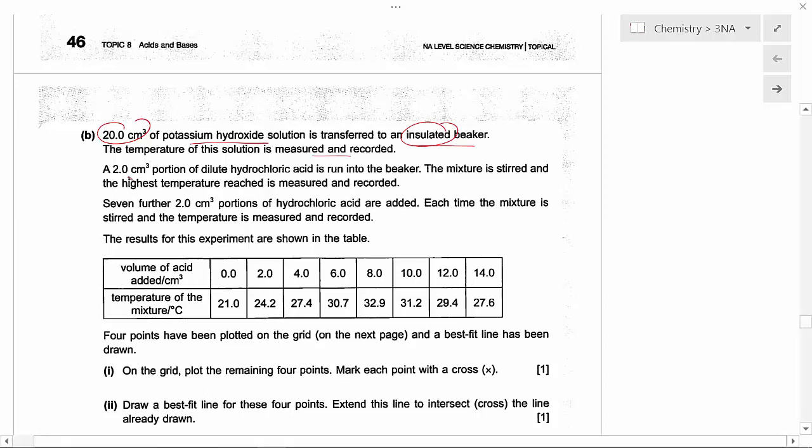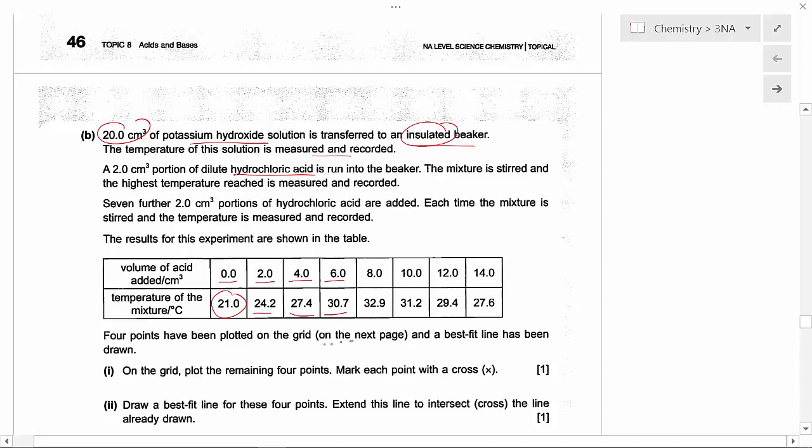And 2 cm³ of dilute HCl is run into the beaker from the burette, and then they measure the temperature change, the temperature increase. After that, another 2 cm³ is added. So each time you add 2 cm³, the temperature is taken. You start off with 0, which is 21.0 degrees. We add 2 cm³, temperature rises to 24.2, another 2 more, after adding 4 in total, temperature rises to 27.4, and another 2 more, which is 6 in total, it reaches 30.7, and so on.